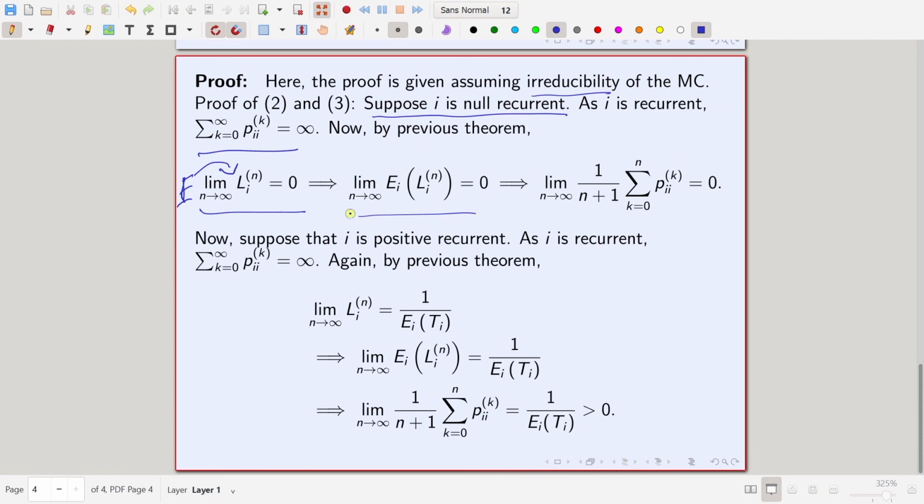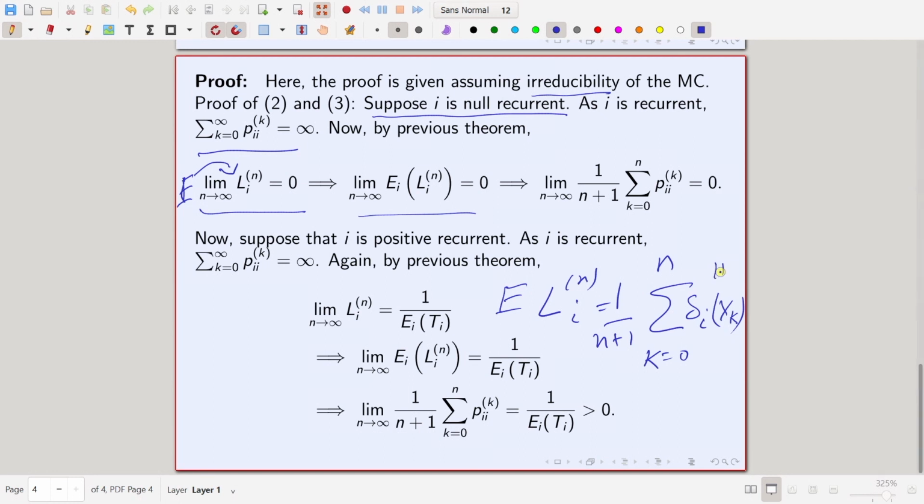So this implies that limit n going to infinity E_i of L_in is equal to 0. But again, what was L_in? L_in was 1 over n plus 1 summation k running from 0 to n of delta_i of X_k, right. Now again, expectation of this is a finite sum, so I can actually push the expectation inside.